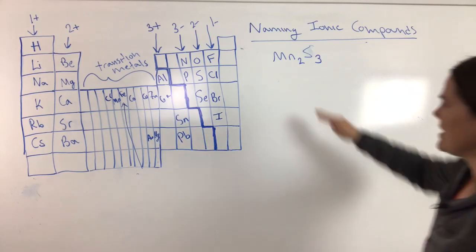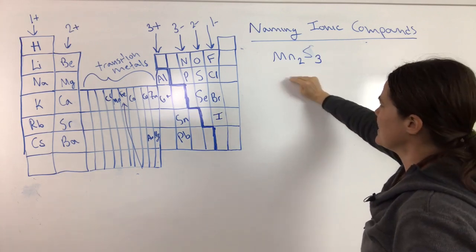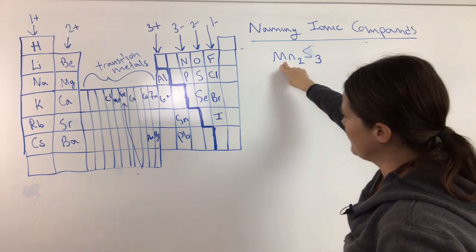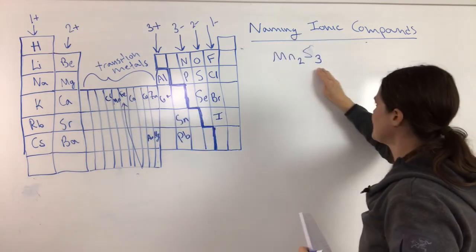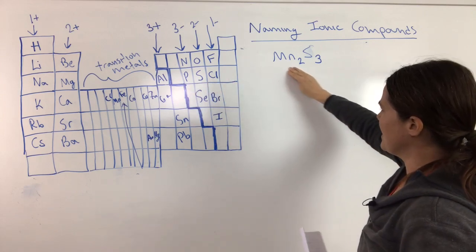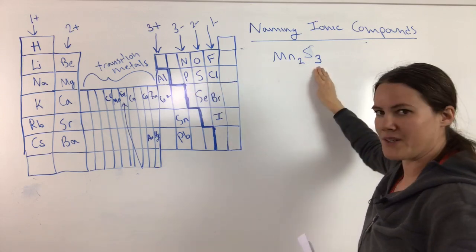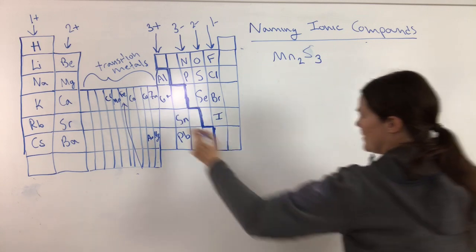So first of all, we need to figure out if we have an ionic bond. So we have manganese, which is right here. That's a transition metal. And we have sulfur, which is here, so that's a nonmetal. So we have a metal and a nonmetal. So that means that this is forming an ionic bond.